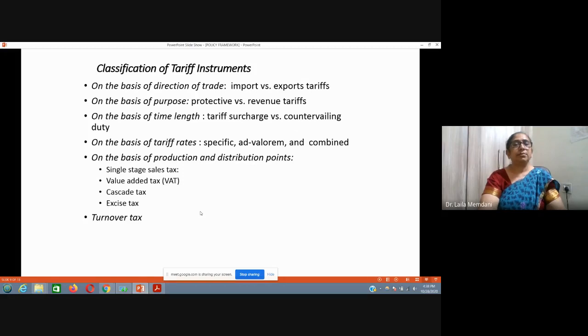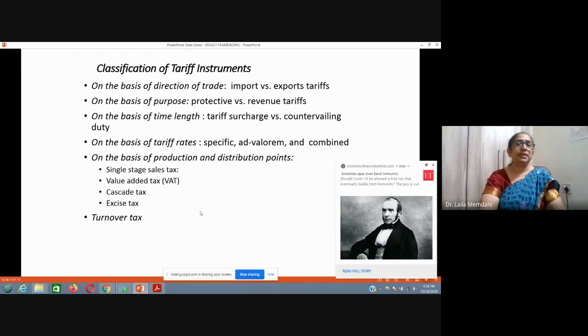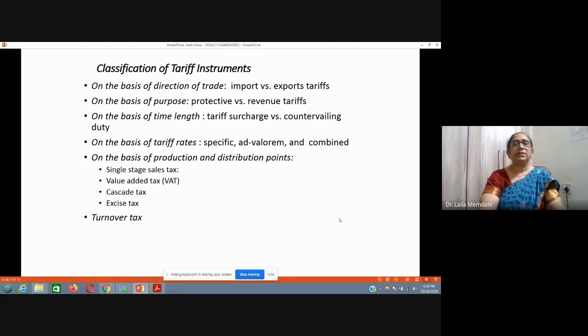Classification of tariff instruments. On the basis of direction of trade, we have import versus export tariff. So when you are paying the tariff for importing the good, it is import tariff. And when you are paying the tariff for exporting the good, it is export tariff. On the basis of purpose, we have protective versus revenue tariff.